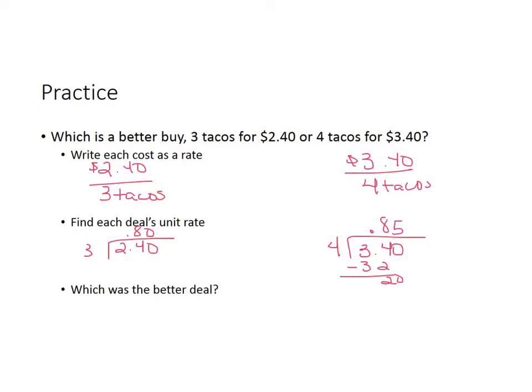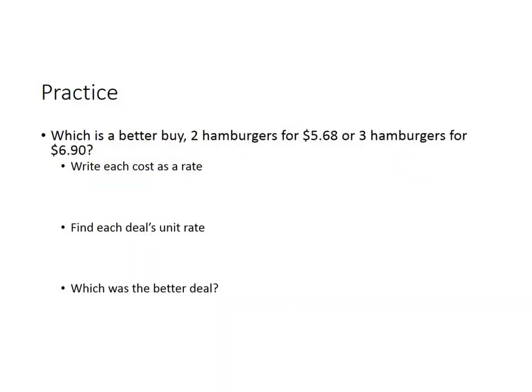So which one ended up being the better deal? 3 tacos for $2.40, because those tacos are only 80 cents each. That's a better deal than 85 cents each. Let's practice this some more. What is a better buy? 2 hamburgers for $5.68? Or 3 hamburgers for $6.90.